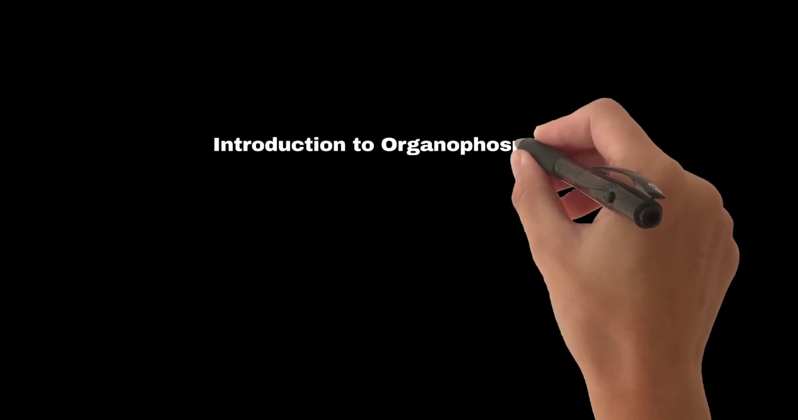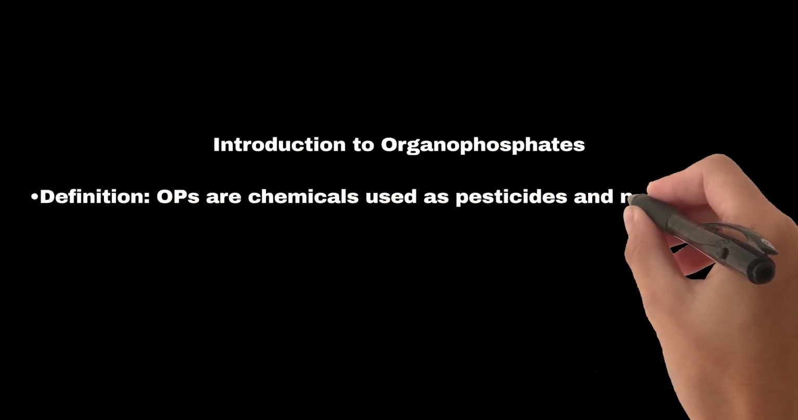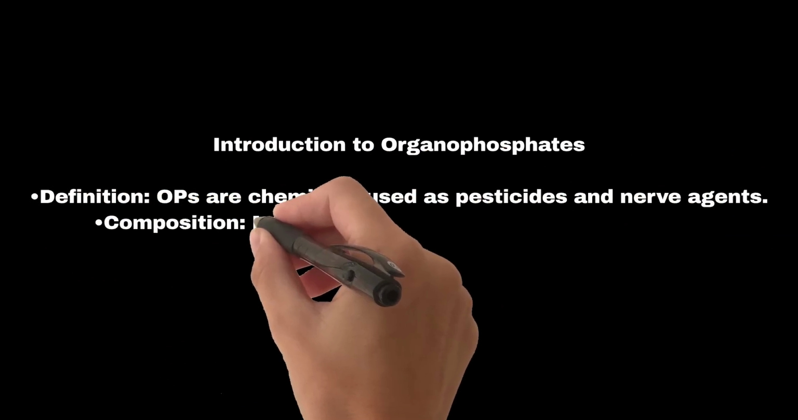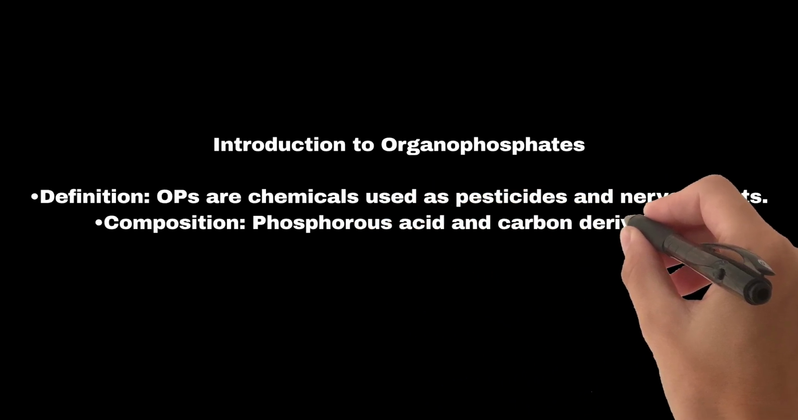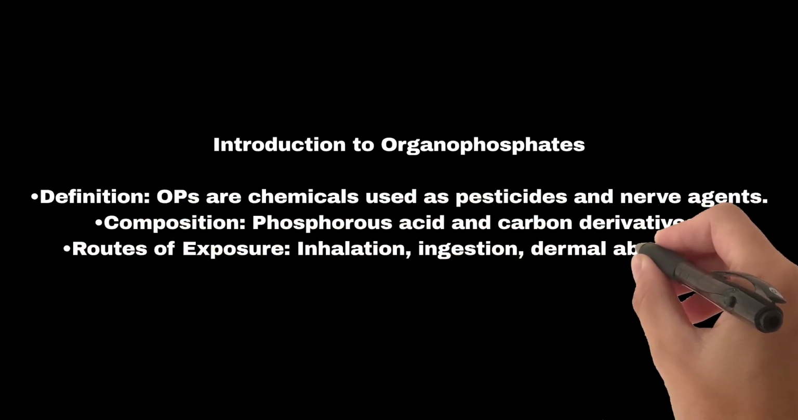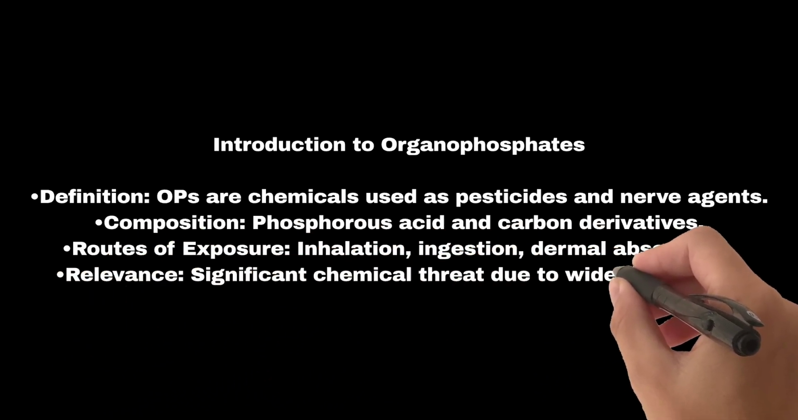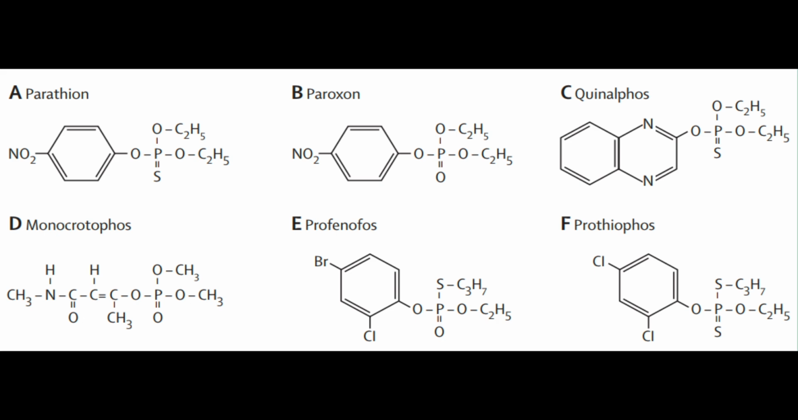Introduction to organophosphates. Definition: OPs are chemicals used as pesticides and nerve agents. Composition: phosphoric acid and carbon derivatives. Routes of exposure: inhalation, ingestion, dermal absorption. Relevance: significant chemical threat due to widespread use. The image shows the chemical structures of different organophosphorus pesticides classified based on their chemical groups.